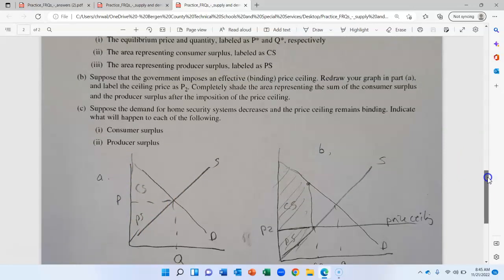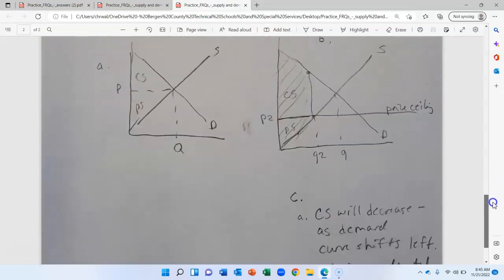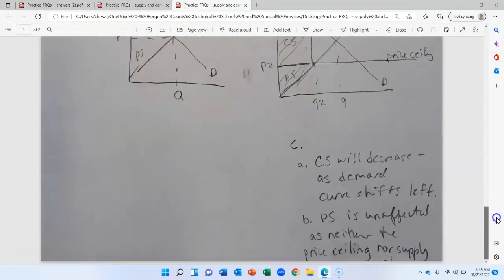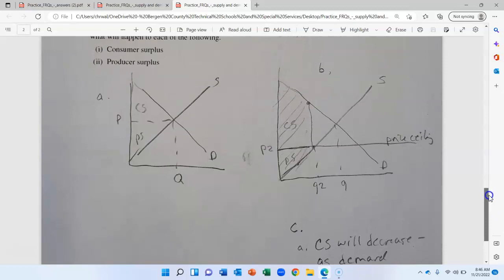Now we're being asked, suppose that the government imposes an effective or binding price ceiling. So before we had a price floor above the equilibrium, now a price ceiling below the equilibrium. Redraw your graph in part A and label the price ceiling as P2. Completely shade the area representing the sum of consumer and producer surplus after the imposition of the price ceiling. So here we can look at the price ceiling. Okay, so you can see the price ceiling right here.